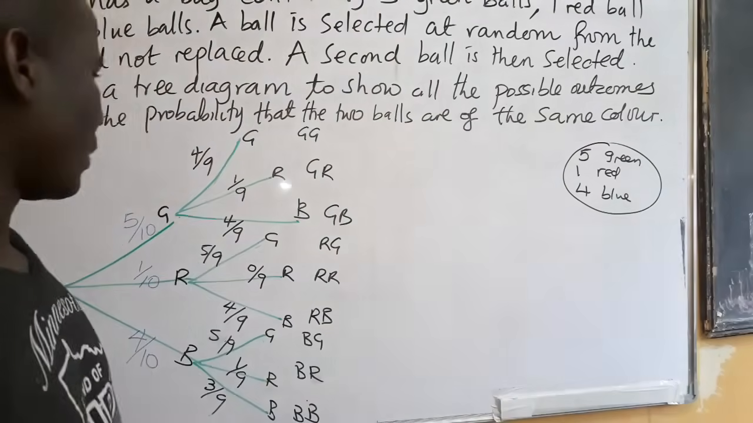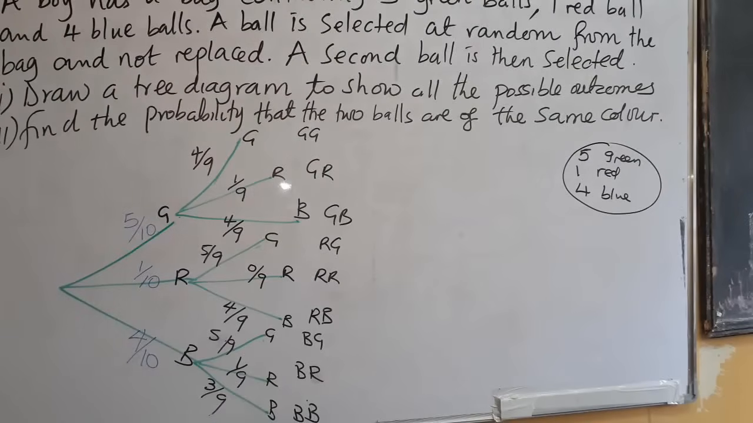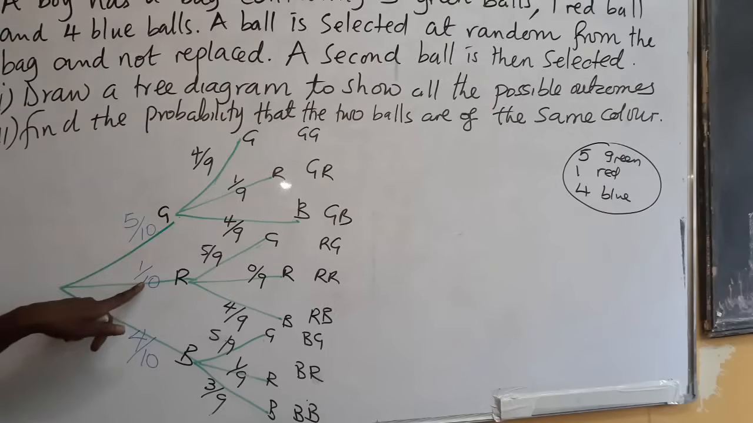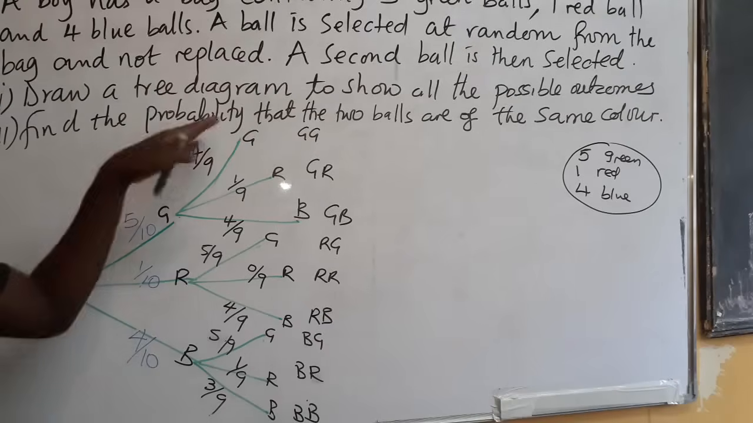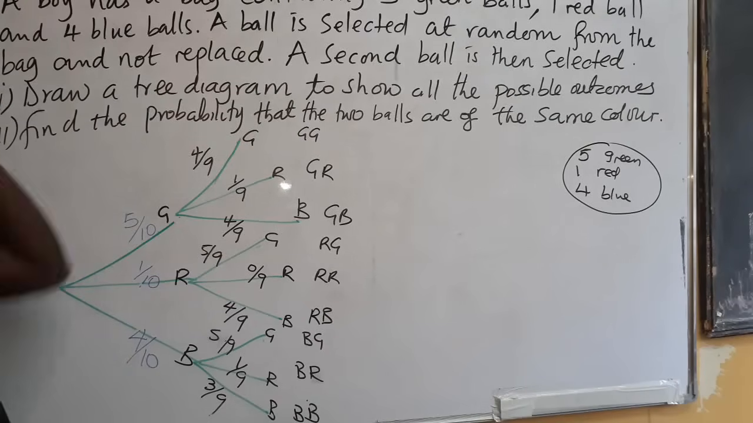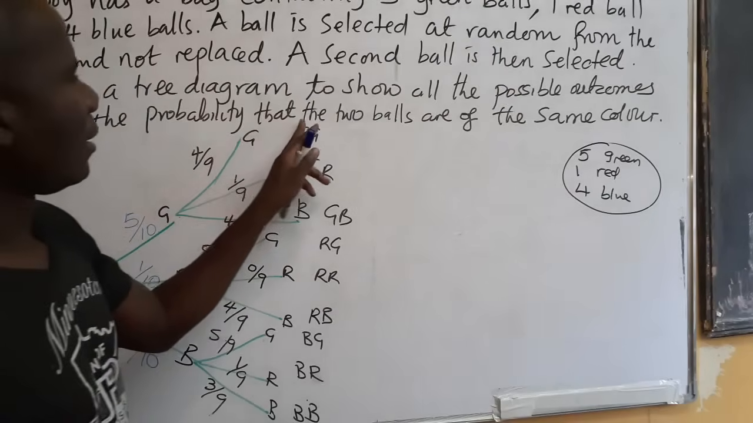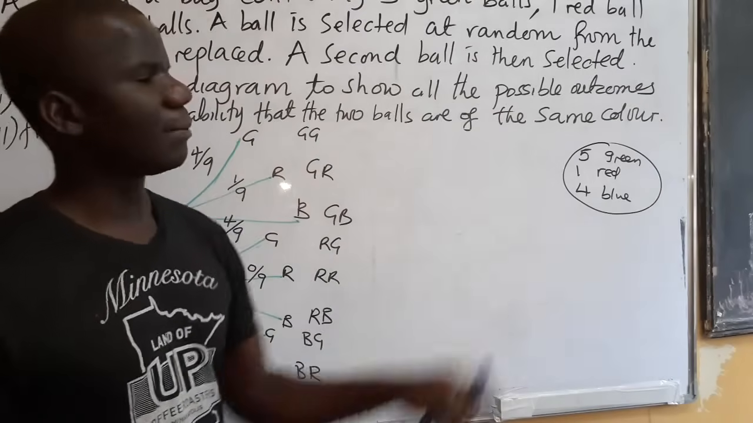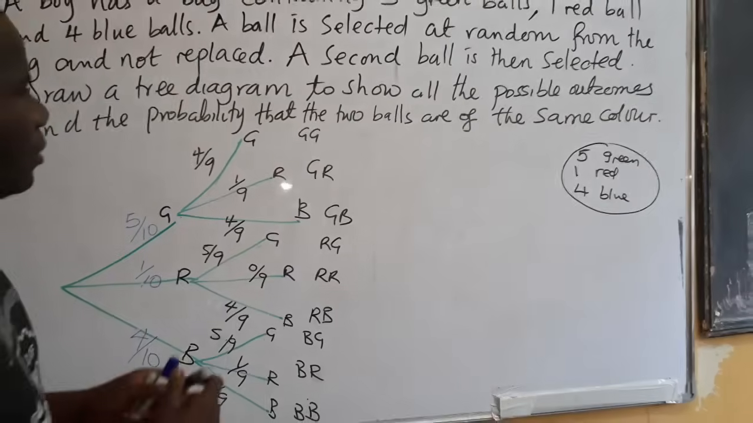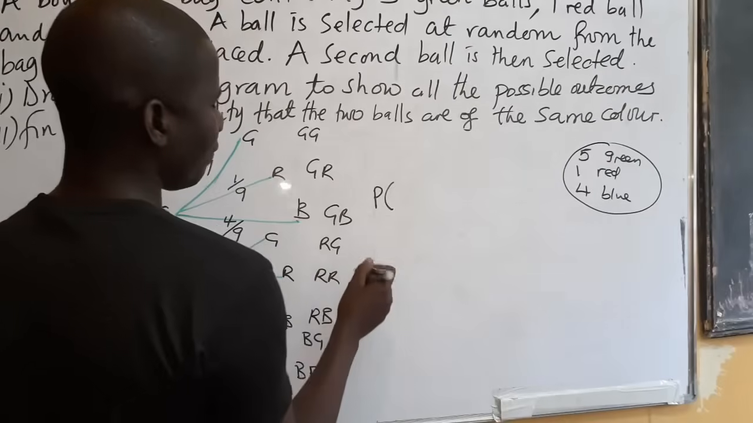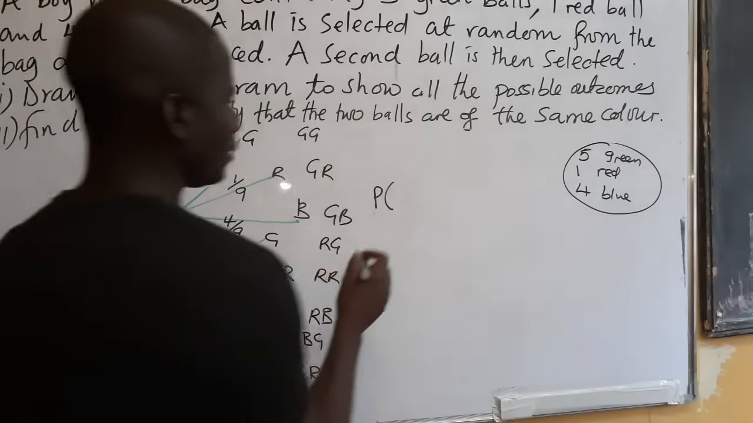This is how we are supposed to draw our tree diagram, just like this. This is 5 over 10, 1 over 10, 4 over 10. I hope everything is clear on this side. So this answers the first question: find the probability that the two balls are of the same color. So meaning we are talking about the probability of us having what?